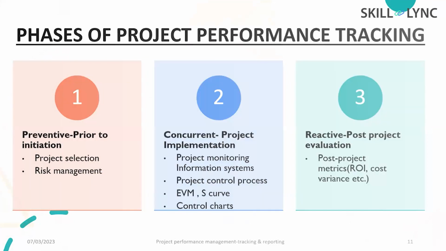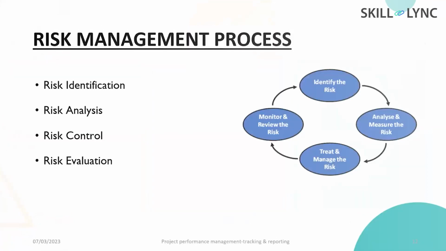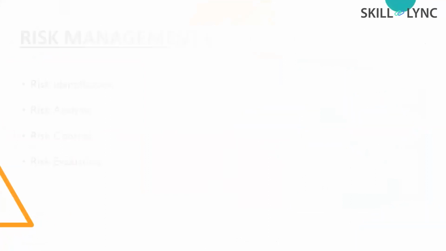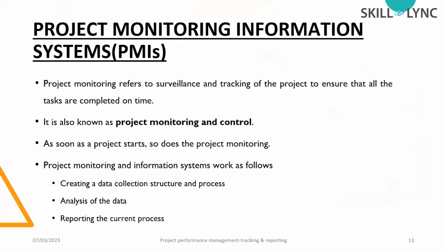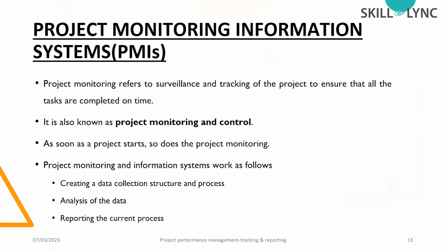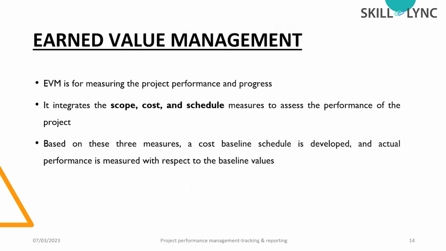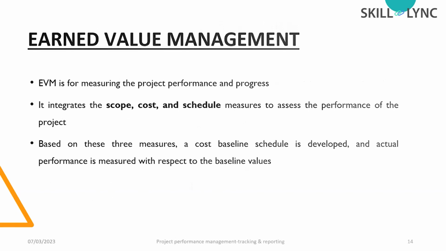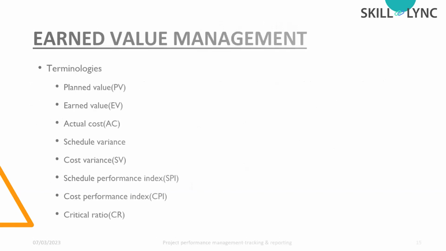In that, we learned the risk management process, the importance of risk management, and the phases involved in risk management. After that we learned about the project monitoring information system, that is project monitoring and control. Then we learned about earned value management: what it is, why we use it, how we can track the project using this method, and what terminologies are involved.